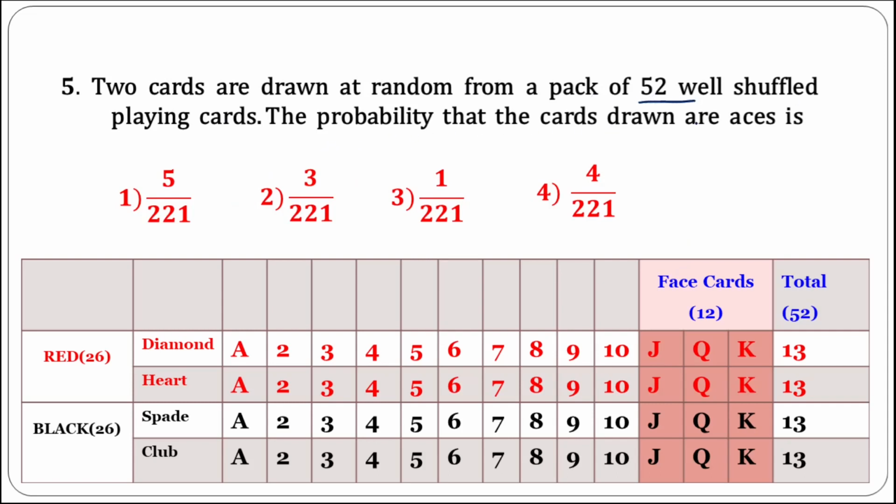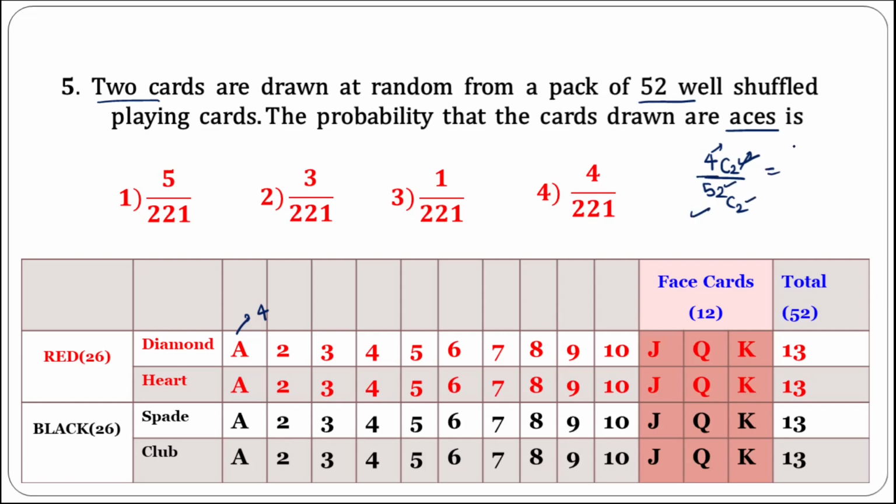The probability that the cards drawn are aces. See how many aces we have? There are 4 aces. You are drawing how many cards? 2 cards. So what's the answer? 4C2 by 52C2. See, these are favorable events. It means there are 4 aces. Out of that I want to select 2. So these are total number of events. There are 52. I have to select 2.